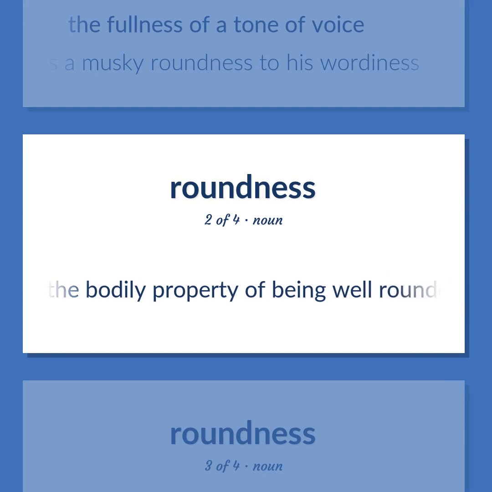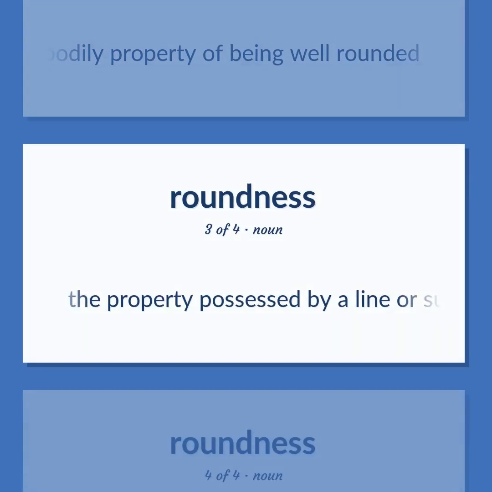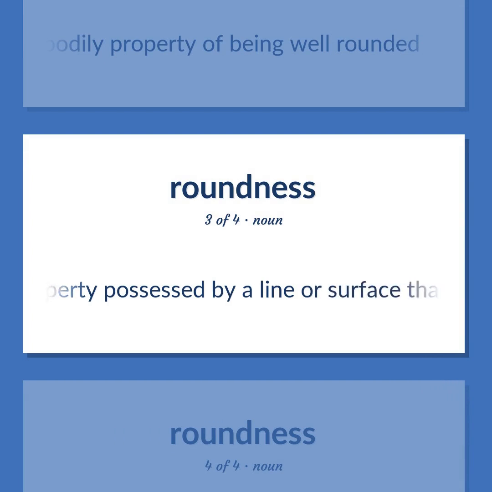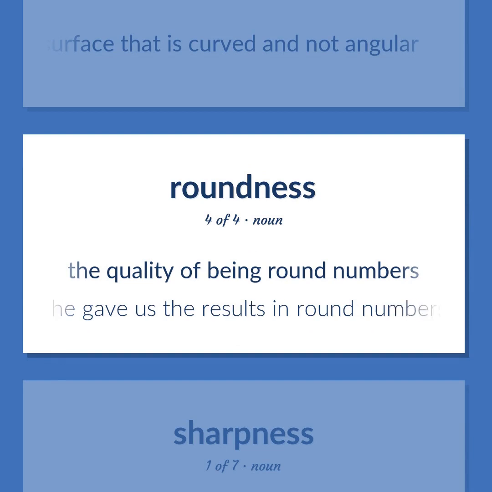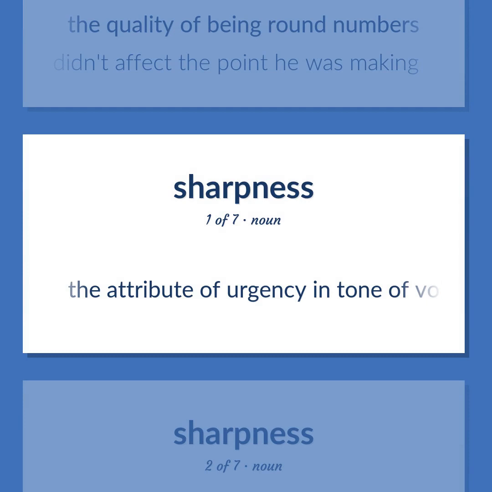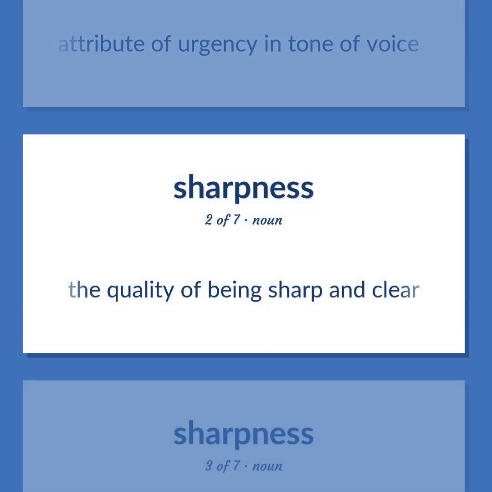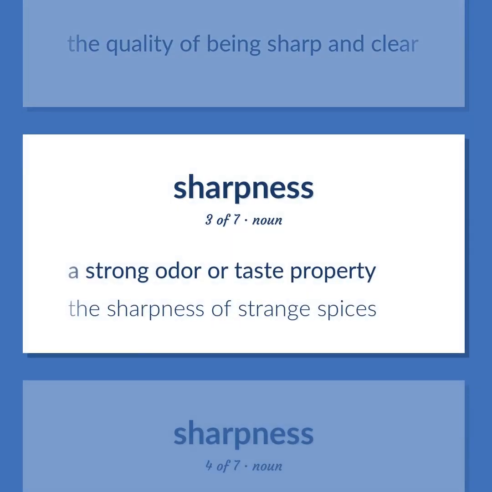The bodily property of being well-rounded. The property possessed by a line or surface that is curved and not angular. The quality of being round numbers. He gave us the results in round numbers, but their roundness didn't affect the point he was making. The attribute of urgency in tone of voice. The quality of being sharp and clear. A strong odor or taste property. The sharpness of strange spices.